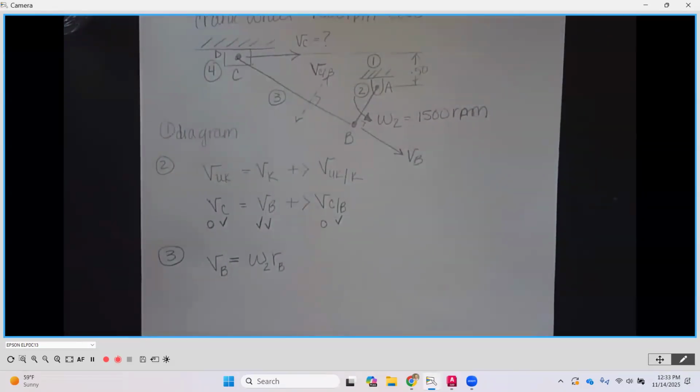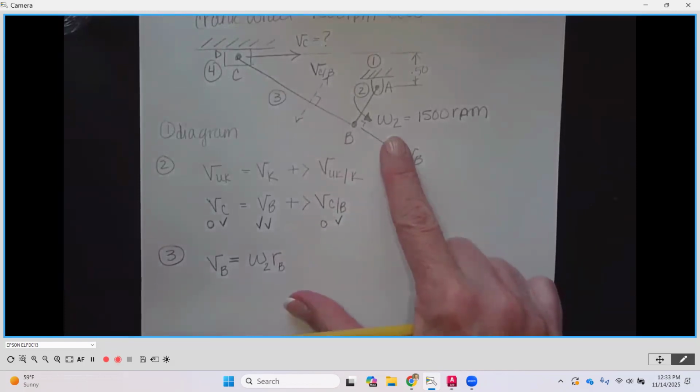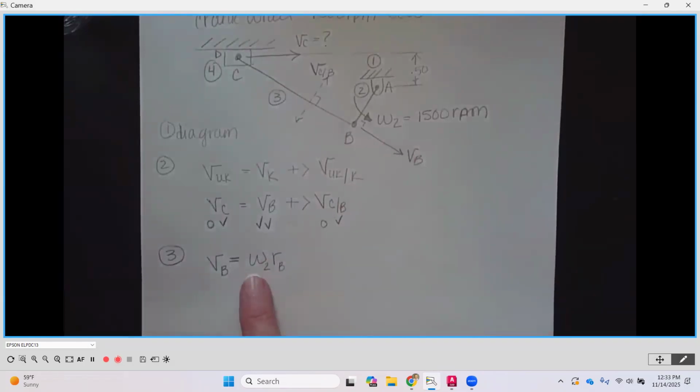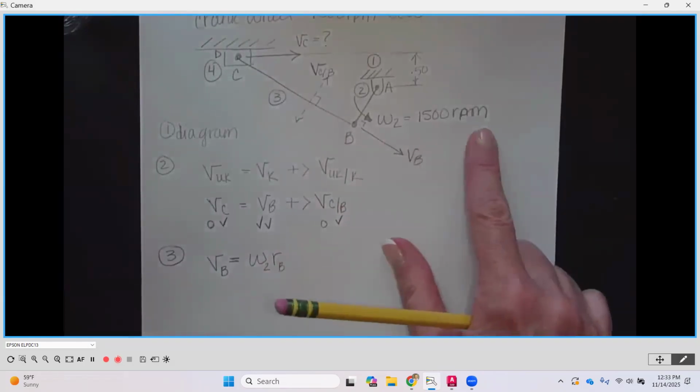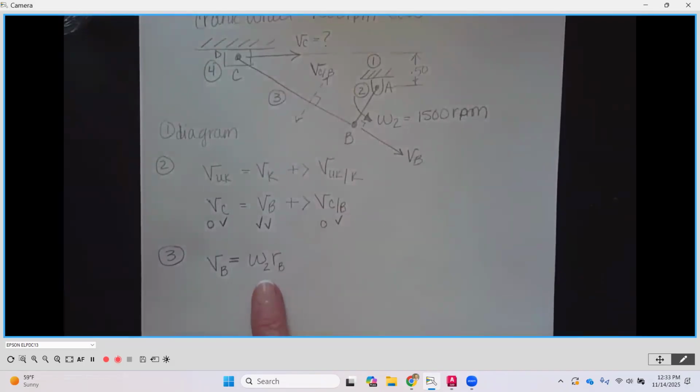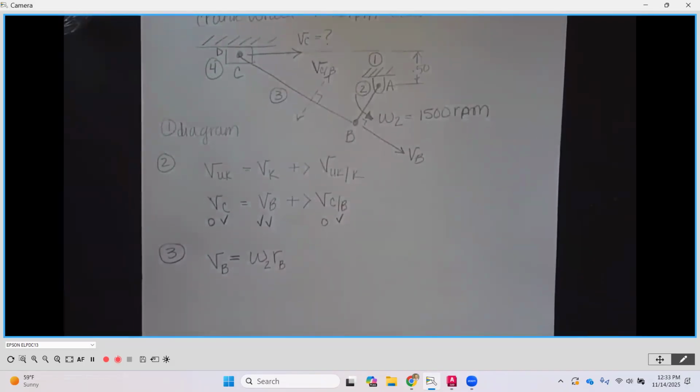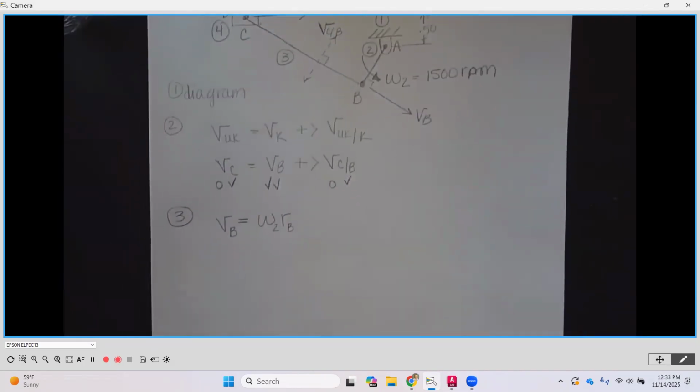So each one of these subscripts is going to identify the different variables. So the angular velocity 2 is what we're going to use here. But remember, we cannot use RPMs in this equation. We need to be in radians per second. So we have to convert this first before we put it in this equation. So that's what we're going to do next.